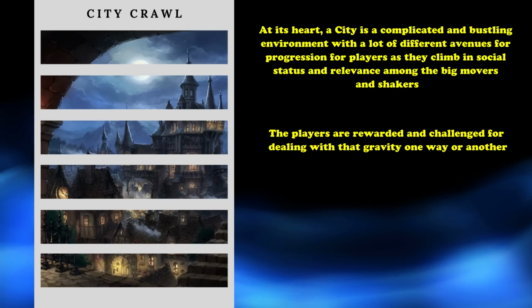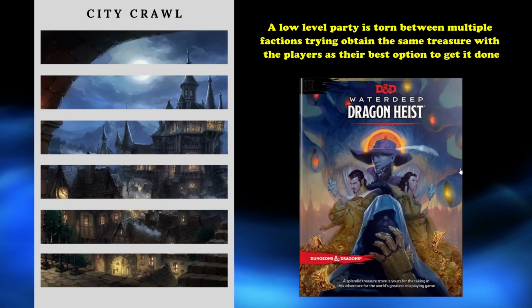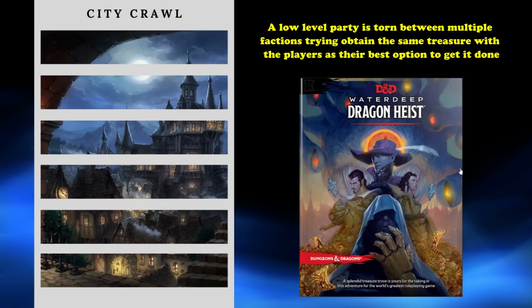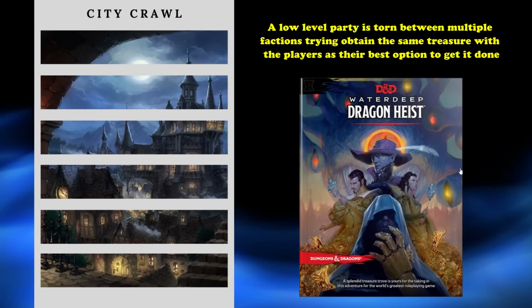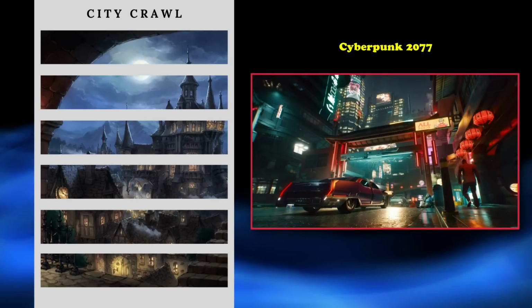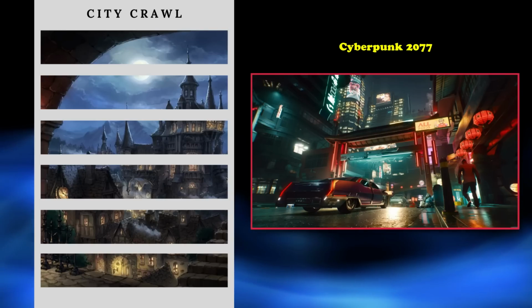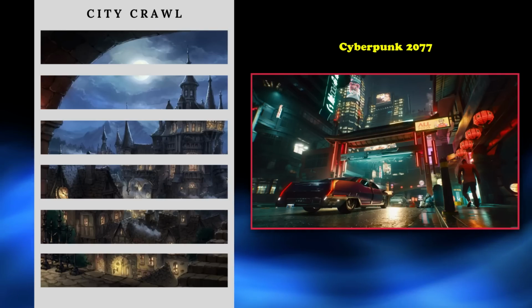A good introduction to a low-level city crawl is the campaign module Waterdeep: Dragon Heist, where a low-level party is torn between multiple factions trying to obtain the same treasure, with the players as their best option to get it done. A good example of a city crawl that could help flesh out your own ideas is Cyberpunk 2077. The game itself may have issues as your character is almost above the conflict, but that type of factional warfare is perfect.